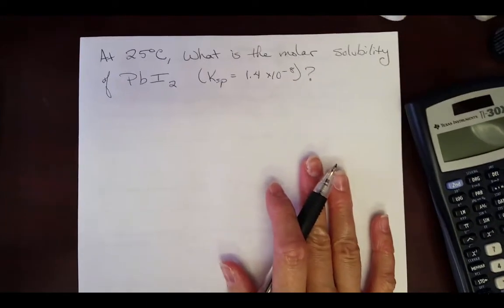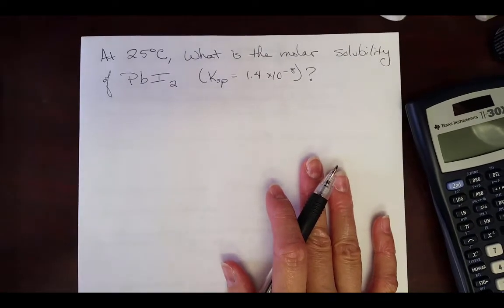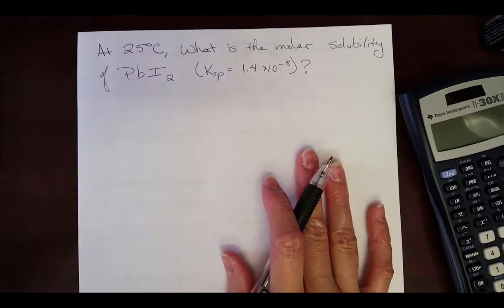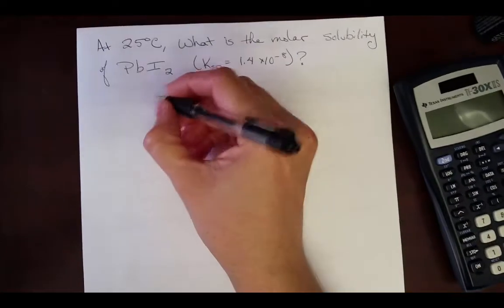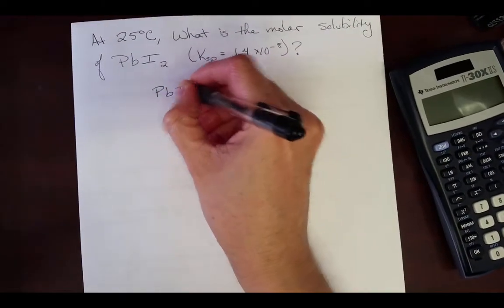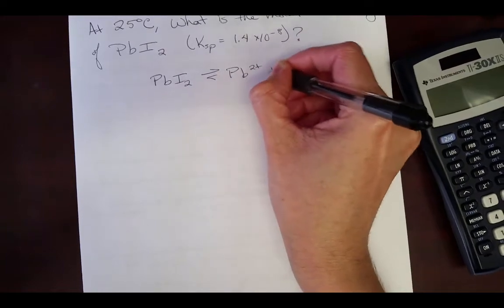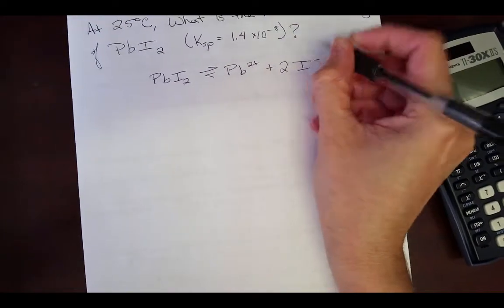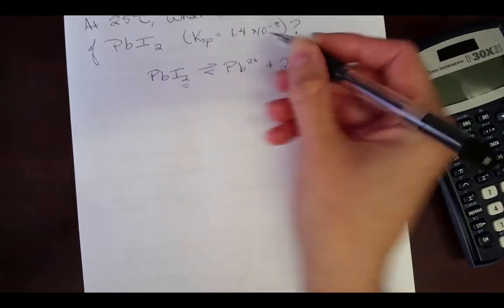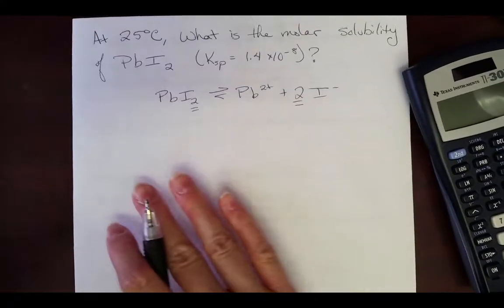So we're going to be trying this problem at 25 degrees Celsius. What's the molar solubility of PbI2? So that has a Ksp value. So we know that we can go ahead and write an equilibrium for this. And we especially want to do that because one thing that we're going to notice is that there are in fact two iodide molecules. So if you'll remember, that two's got to be there in our stoichiometry.